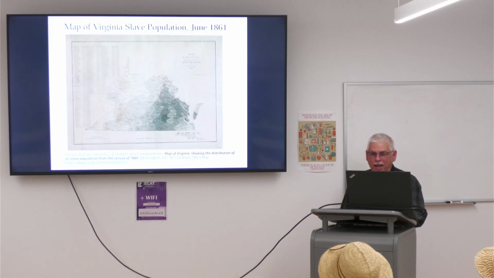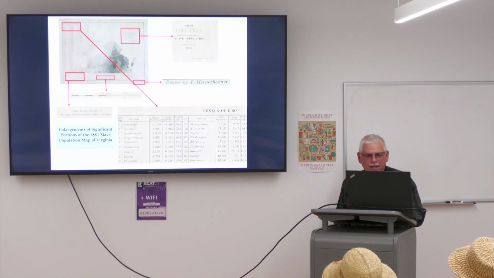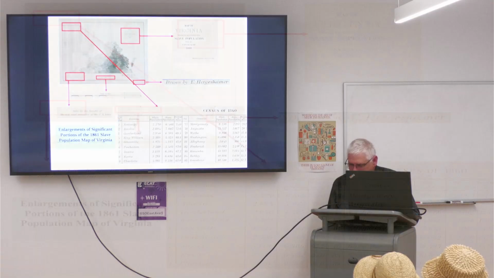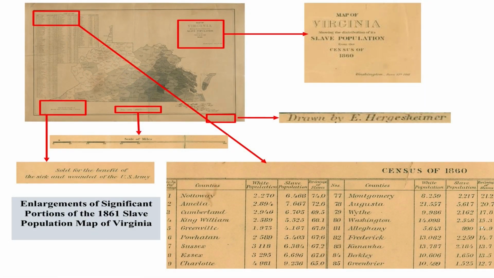What I showed you is probably hard to see, so I'm just going to zoom in on some parts of it so you sort of see what's significant here. In the upper right and moving clockwise, we have the title of the map and the date and location of publication. In the upper left, the map provides tabular data from the 1860 census that shows for each county the number of whites, the number of slaves, and then the percentage of the population that are slaves.